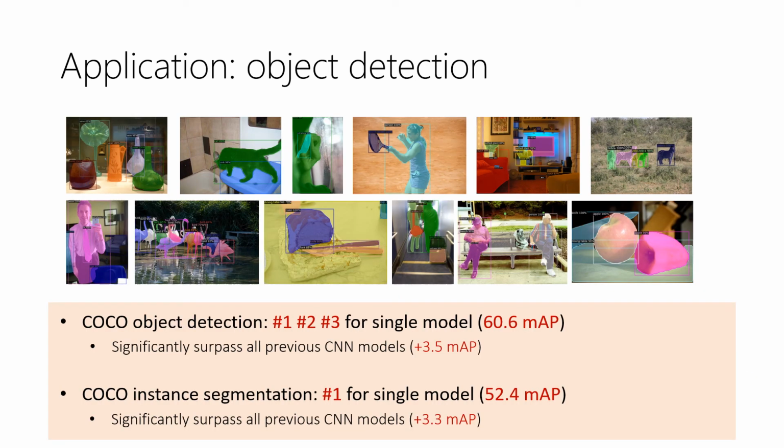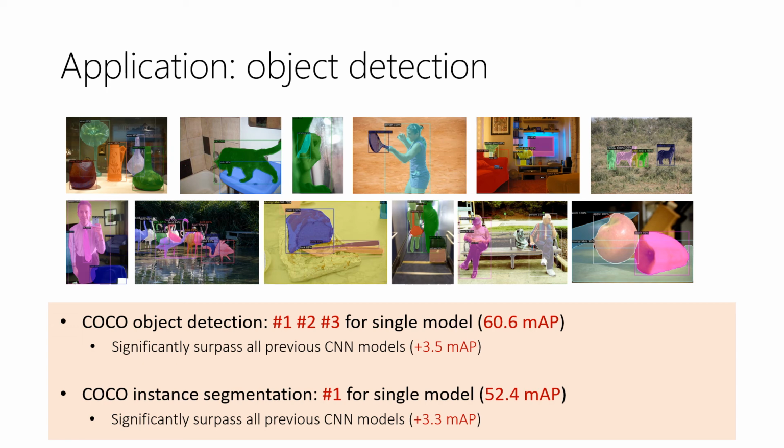Since backbone networks are required by almost all vision tasks, Swin transformer can be applied to various visual applications. We demonstrate its power on several common benchmarks. The first is object detection and instance segmentation on COCO. Previously, the best approach was EfficientDet plus copy-paste, published at this year's CVPR.